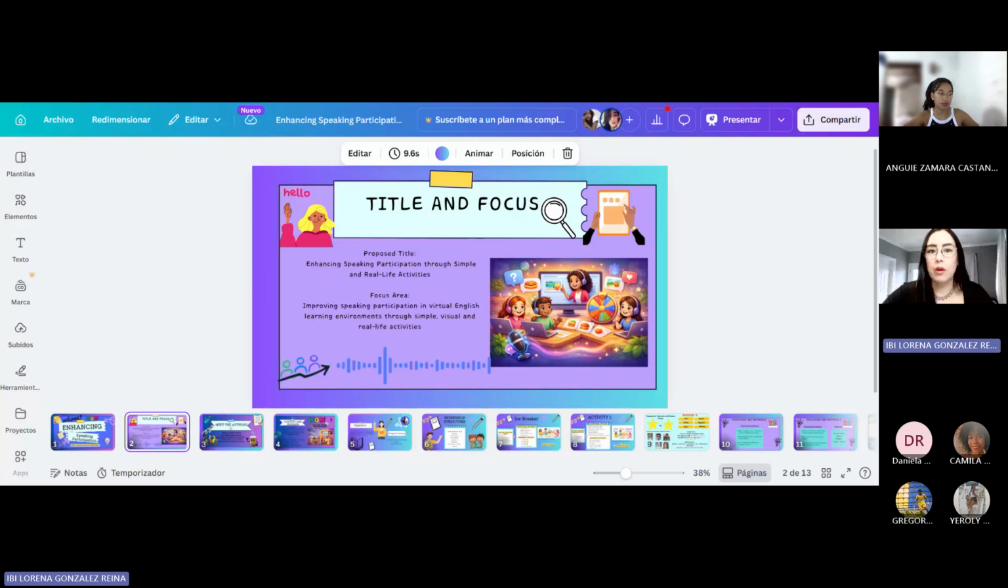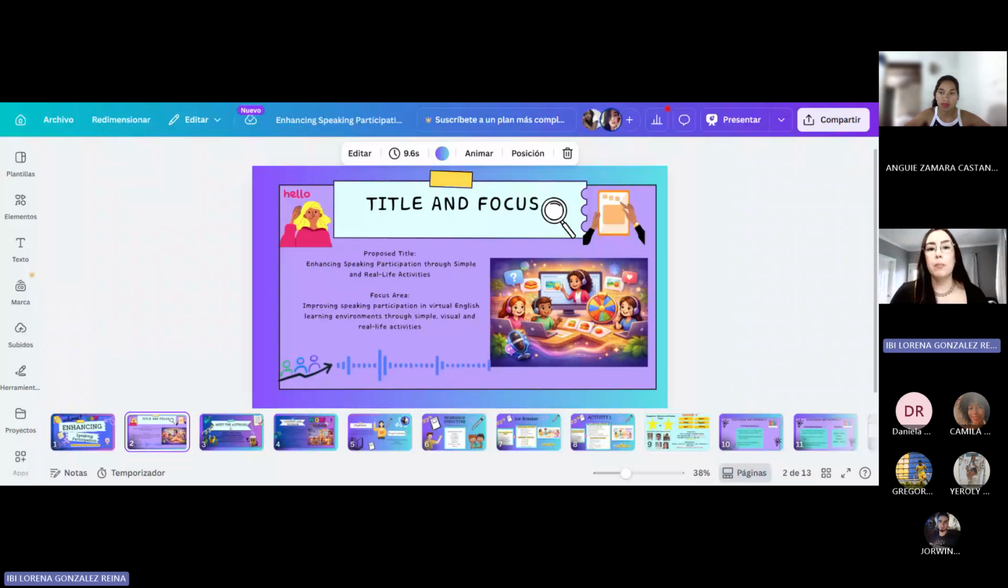Today we are going to talk about how to enhance participation in English classes, especially in virtual environments. Based on our experience, we noticed that participation does not depend only on students, but on how activities are designed. When activities are simple, interactive, and connected to real life, students participate more naturally. So today we will share practical activities that you can easily apply in your teaching context, even with limited resources.